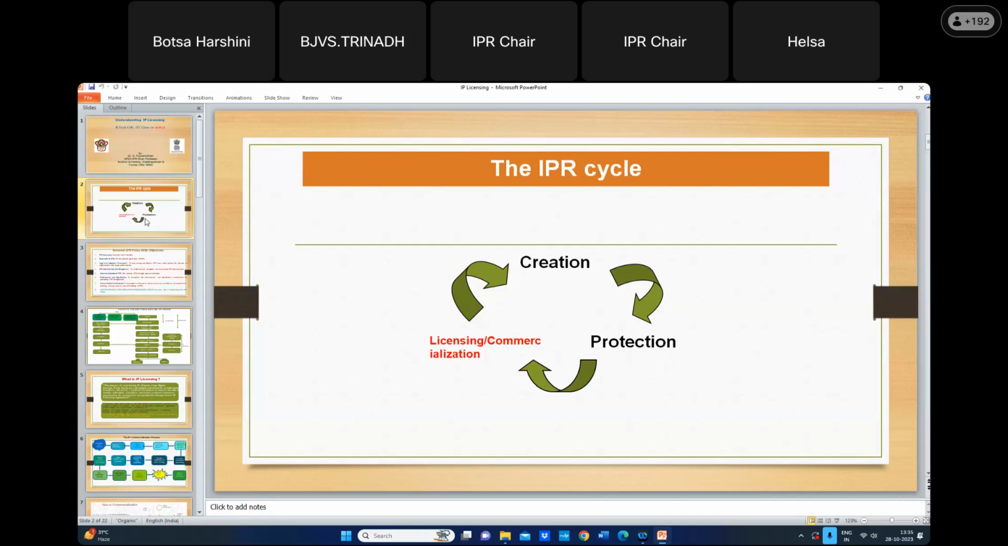Once you create and protect, what is the next step? The logical step is to put that knowledge into use. That process is what we call licensing or commercialization of the IP rights that have been granted to you by the government. So this is the IPR life cycle. It has 3 phases basically: IP creation, IP protection, and IP commercialization through licensing. These are the 3 important steps you should remember.